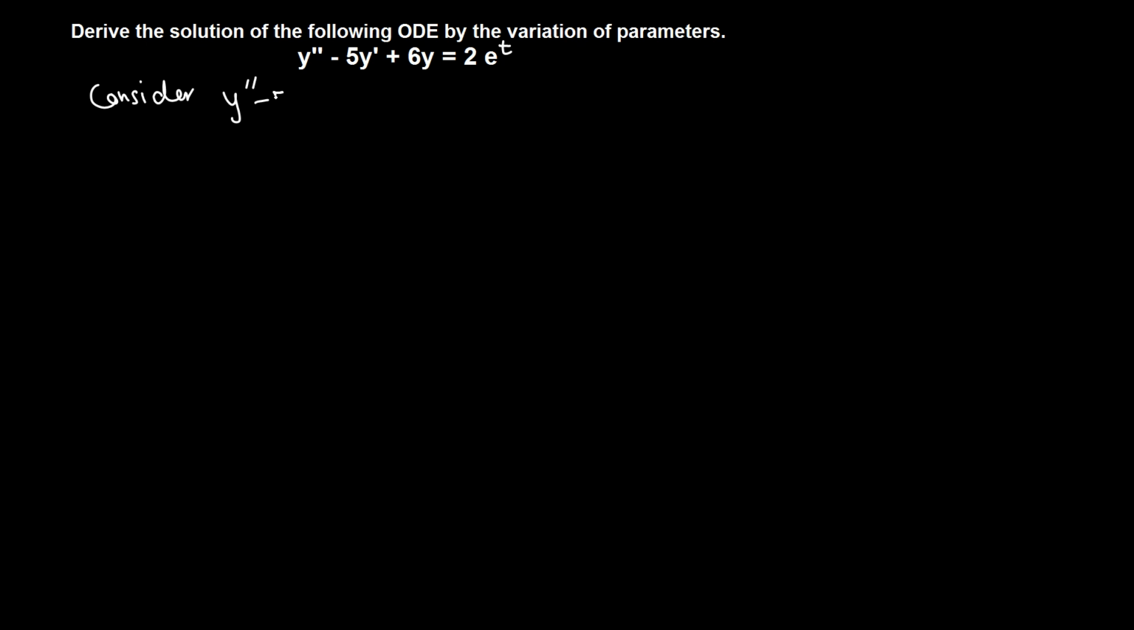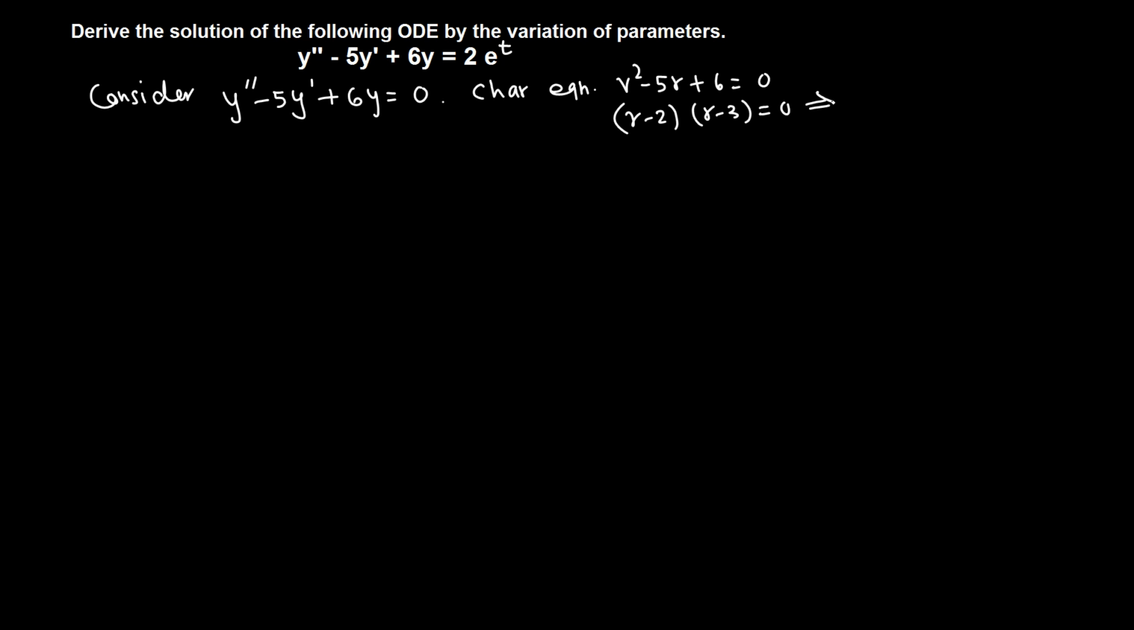y double prime minus 5y prime plus 6y equals 0, and we know how to solve this. To solve this, we find the characteristic equation, and the characteristic equation is r squared minus 5r plus 6 equals 0. Now we solve this quadratic equation for r. So factor this, r minus 2, r minus 3 equals 0. That implies r equals 2 and 3.